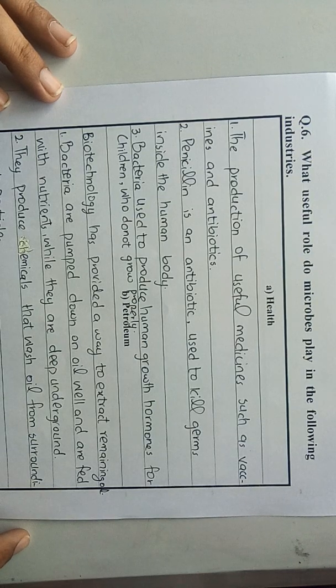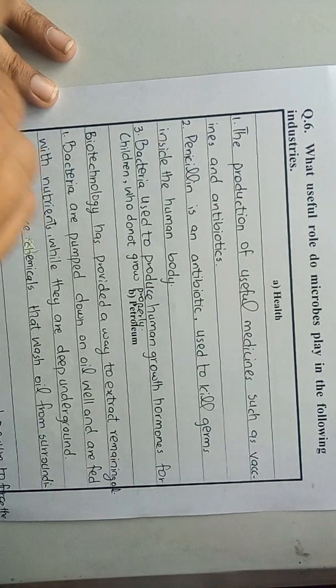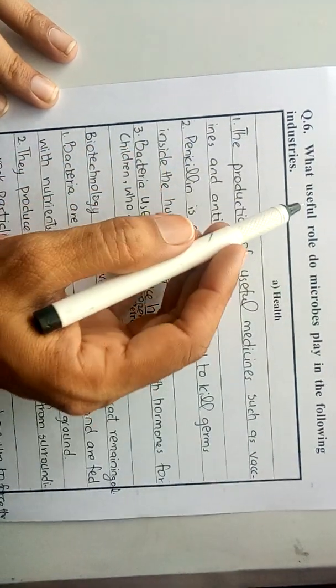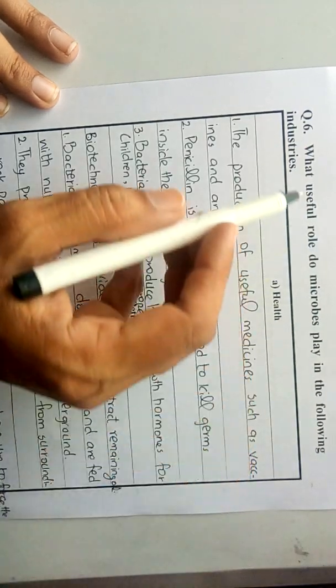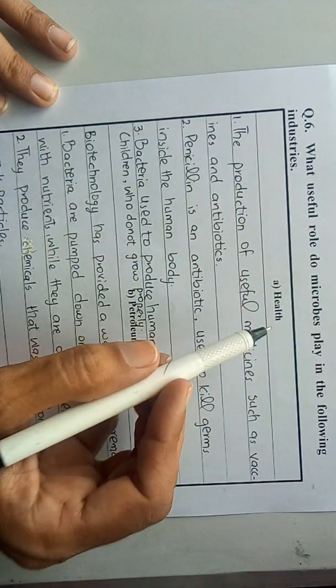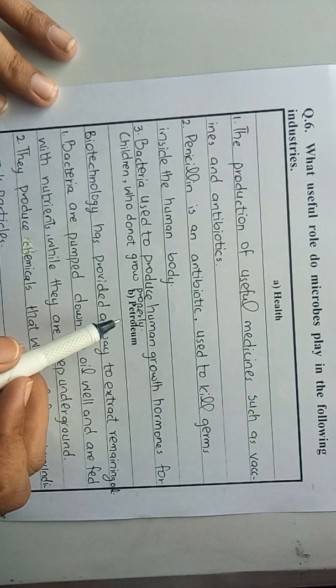Students, today we are going to solve page number 31 of the remedy pack of level 8, and the subject is science. At this page we have question number 6. What useful role do microbes play in the following industries? A, health. B, petroleum.